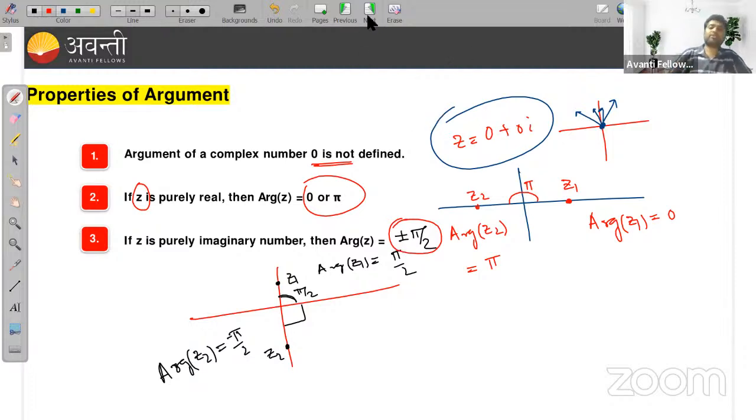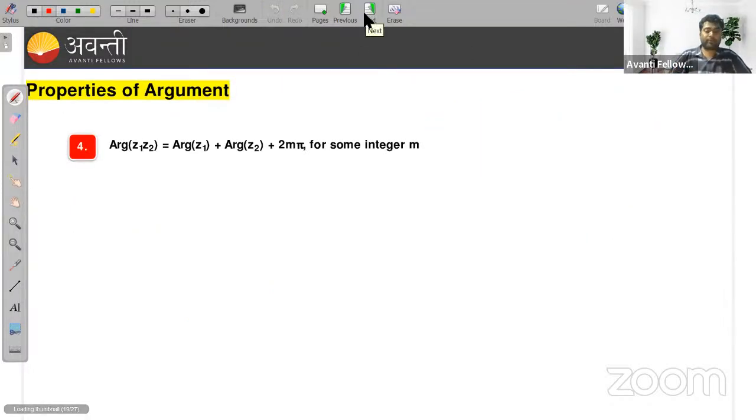Okay, so let's move to the next property. This is important. Try to understand. What I'm saying: argument of Z1 into Z2 is equal to argument of Z1 plus argument of Z2 plus 2m pi for some integer m. So how can you prove this property?